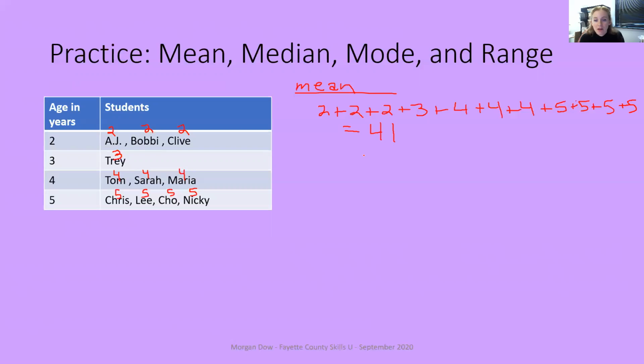Okay, and now the second step is to divide. So I divide by the number of numbers in my list. How many students do we have? We have 1, 2, 3, 4, 5, 6, 7, 8, 9, 10, 11. 11 students. So 41 divided by 11.